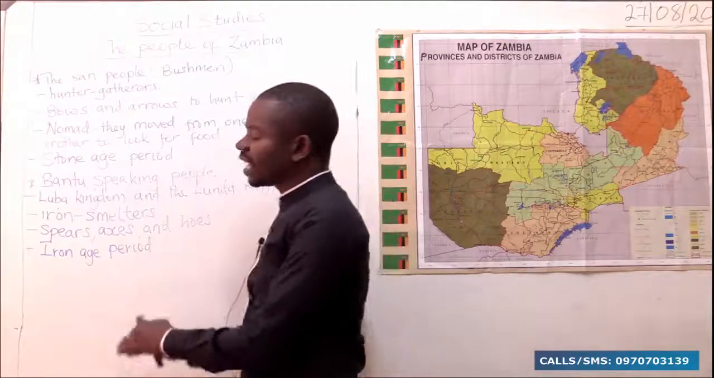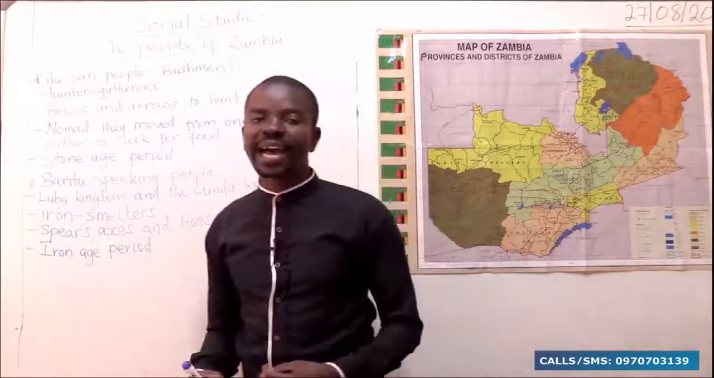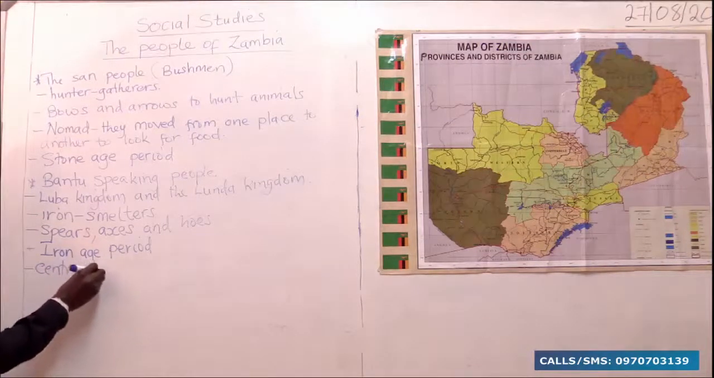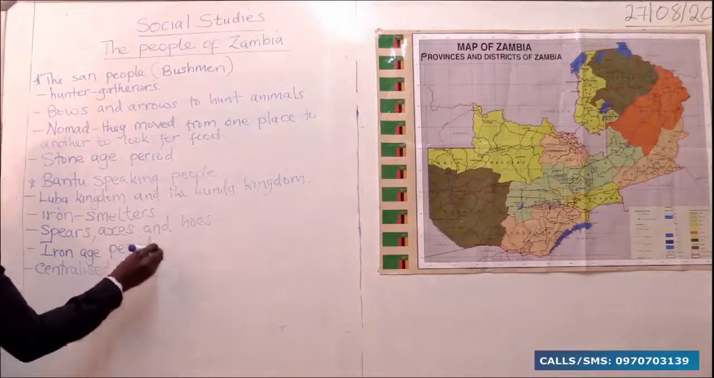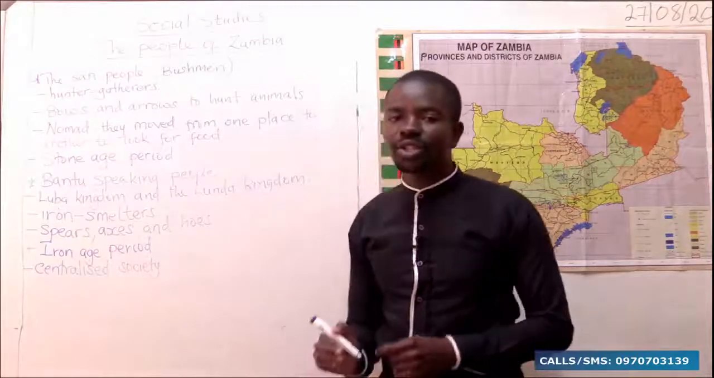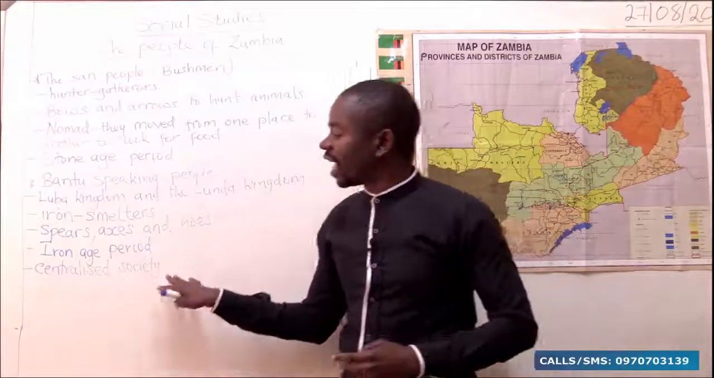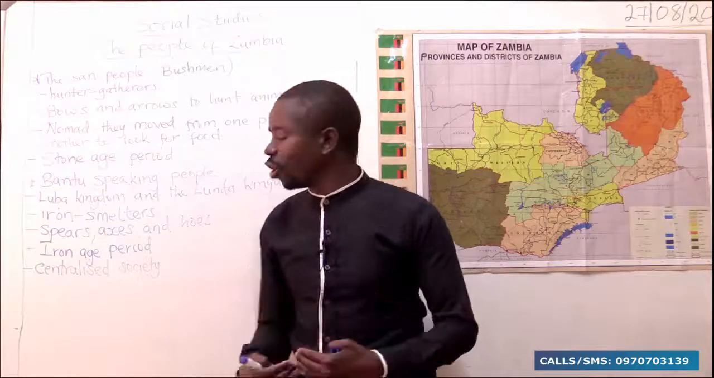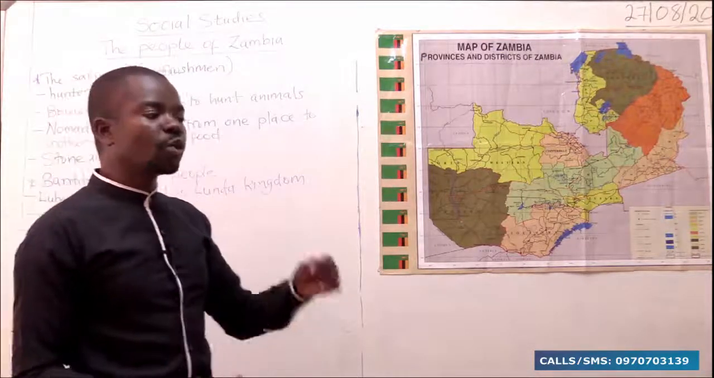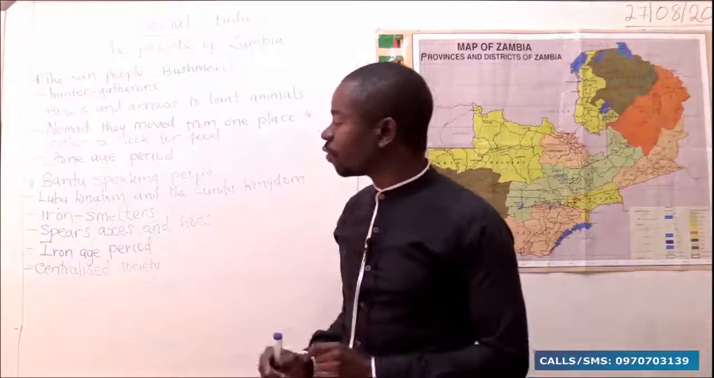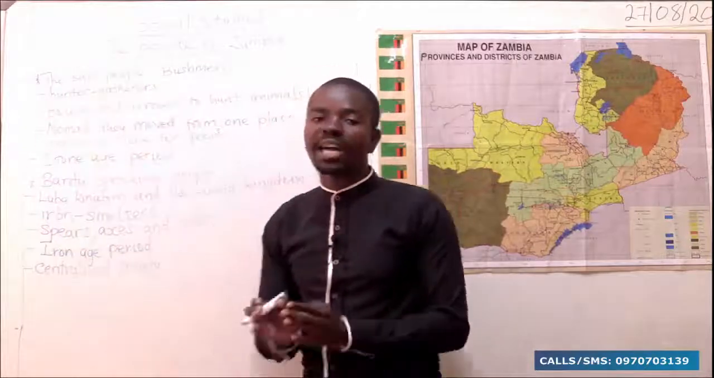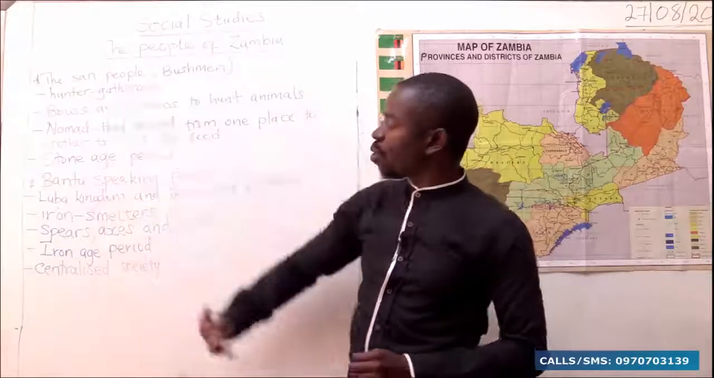The Bantu-speaking people, when they came into Zambia, had a centralized society. What does it mean when we talk of centralized? It means that they had chiefs and indunas who used to rule them. Each time they needed to resolve their issues, they would go to the chief. This was compared to the San people, who had no one to rule them.